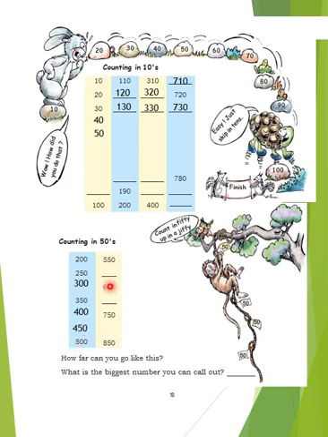Come to the next column. Column number two, the first number is 550. If we add 50 to 550, it becomes 600. And you have to fill this column up to 850. How far can you go like this? What is the biggest number you can call out? That is infinite.